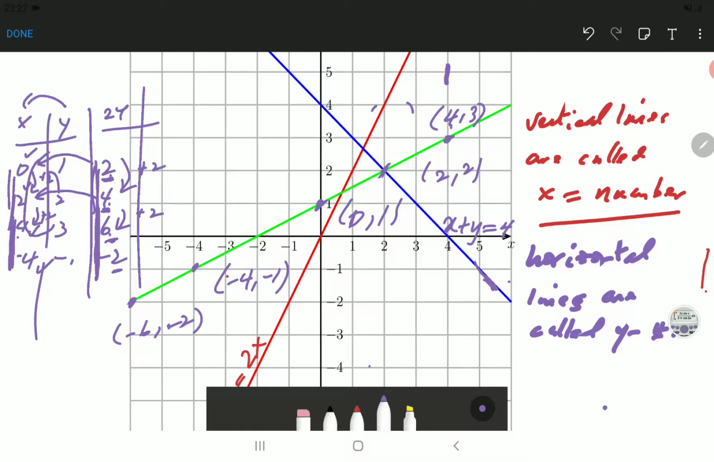So if we do 2y minus 2, let's just do that and see what happens. So 2y minus 2.